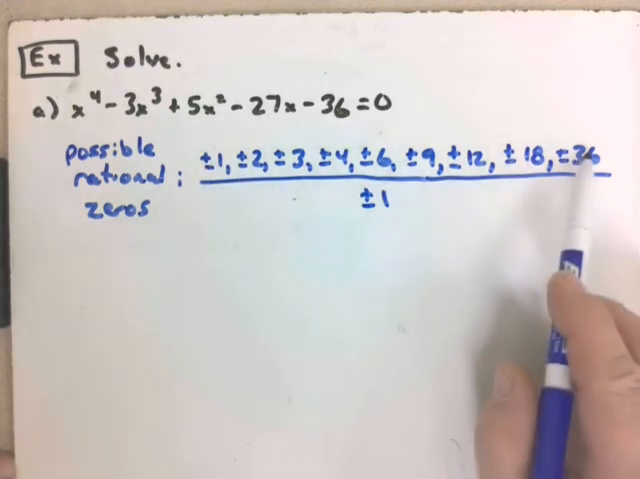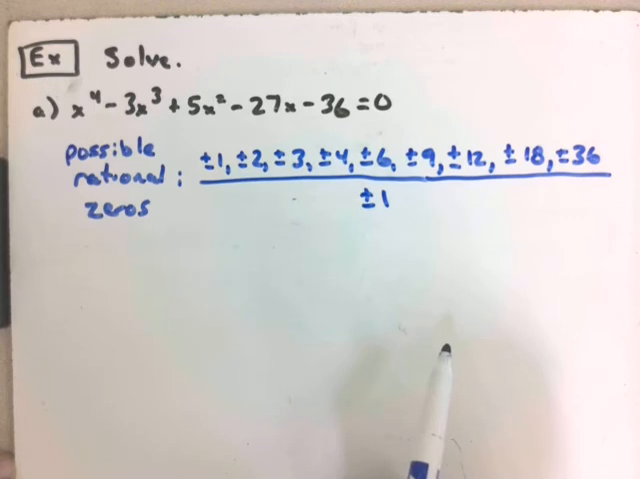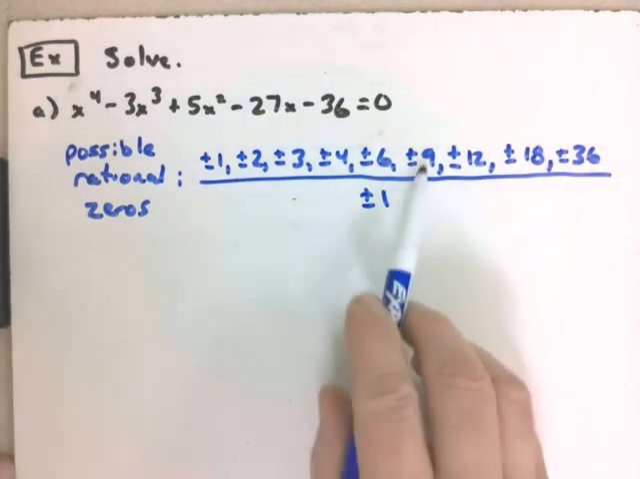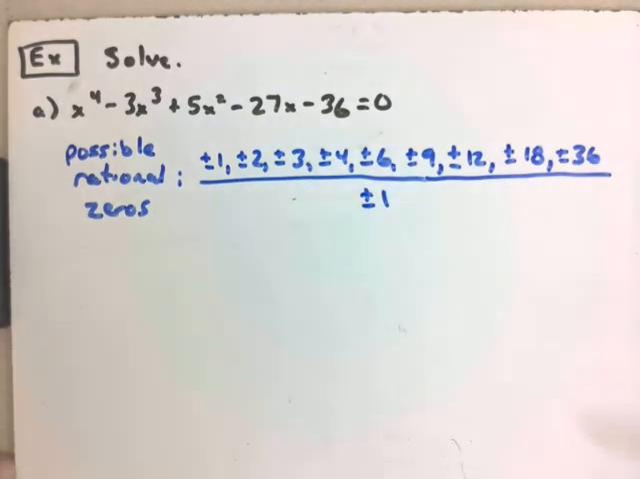Pick any number on the top, divide it by any number on the bottom, and that gives you a possible rational 0. So you can do that at random, maybe do like a 9 over negative 1, which is a negative 9, and do synthetic division with negative 9. But remember that we are trying to find solutions which are also x-intercepts, so we can use a graphing calculator to narrow this list down even further.